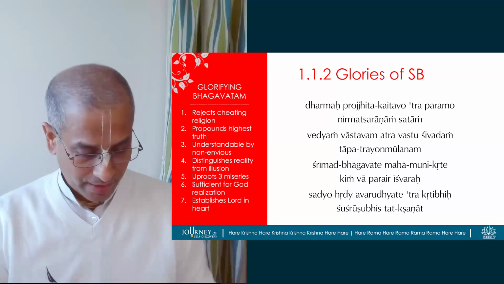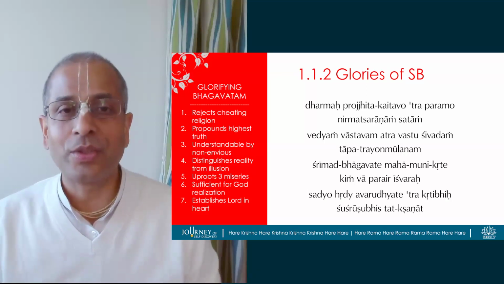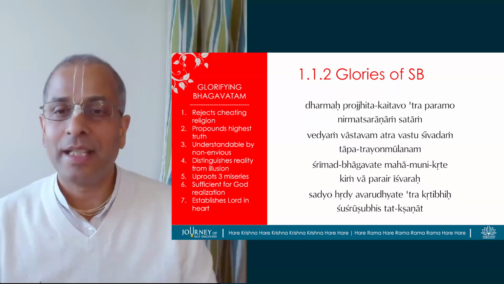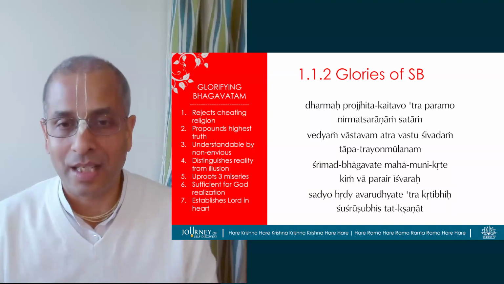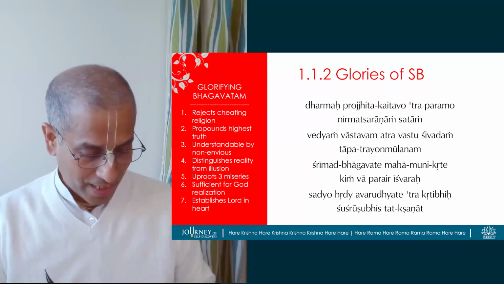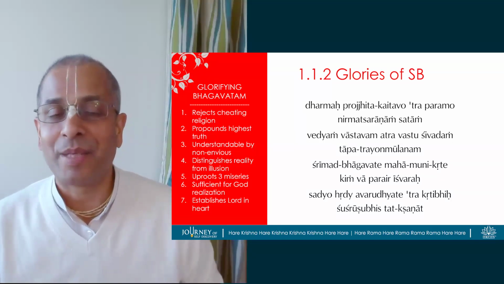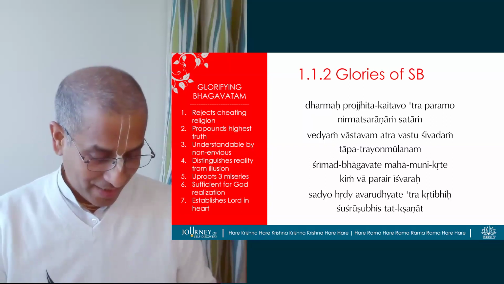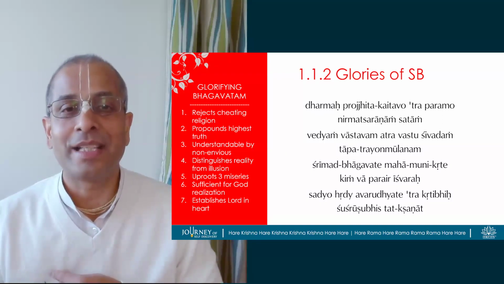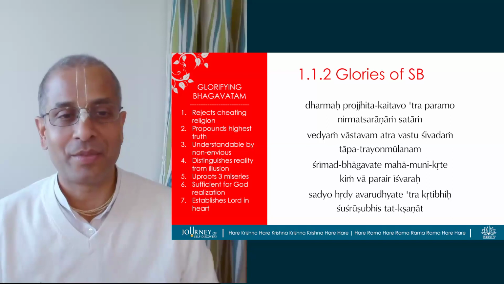Ishvarah Sadyo Hridy Avarudhyate. So the Supreme Lord is established within the heart at once. Our goal is to develop the love for Godhead. So if you read and study this book properly, then it establishes the Supreme Lord in our heart. And then Krtibhih Shushrushubhis Tat-kshanat. As soon as one attentively and submissively hears Srimad Bhagavatam. This is the key: how we have to study Srimad Bhagavatam. It has to be done attentively and submissively. If we do like this, then Krishna will be established firmly in our heart. That is what will happen if we do Srimad Bhagavatam study.